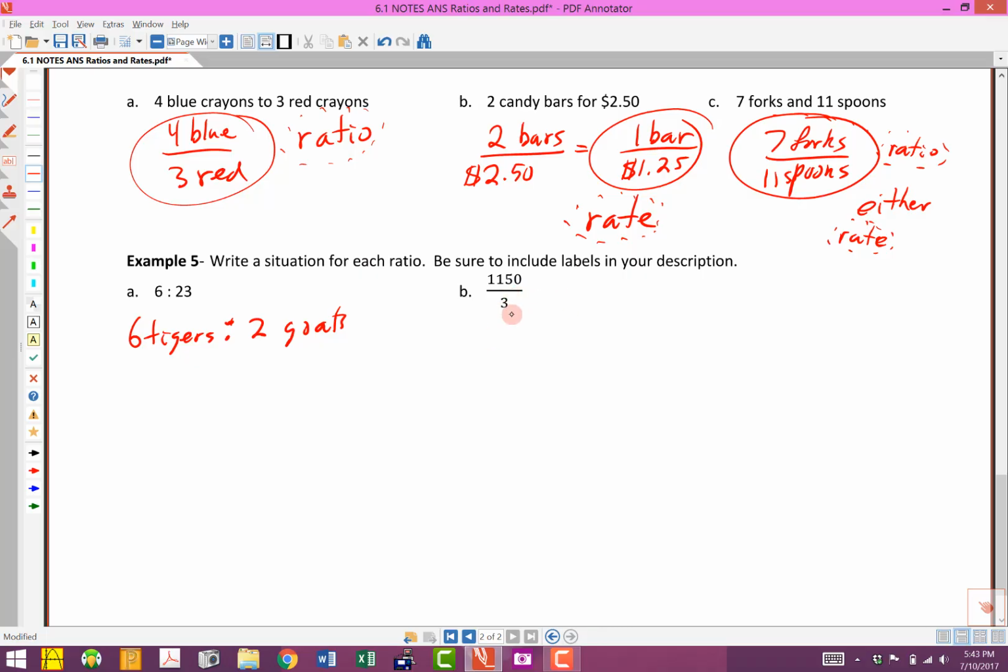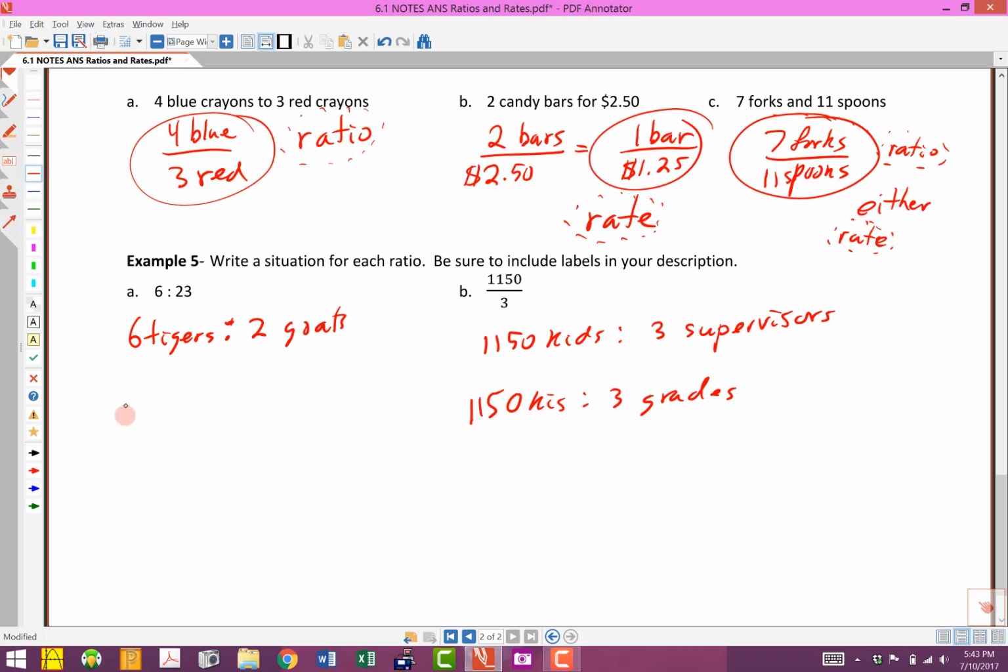And then on this one, we could say 1,150 kids to 3 supervisors or something like that. Okay, 3 chaperones or something. Now, if we did 1,150 kids and we did 3 grades, that might be more of a rate than it would be a ratio. But again, it's a very slight distinction, so I wouldn't worry too much about anything like that.